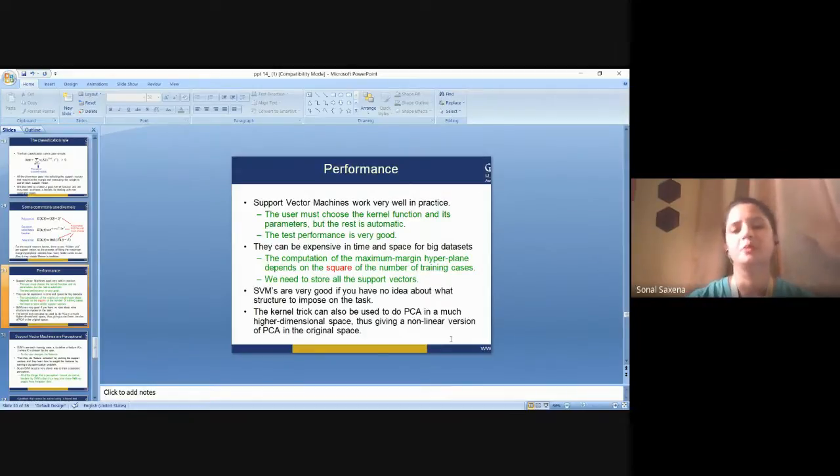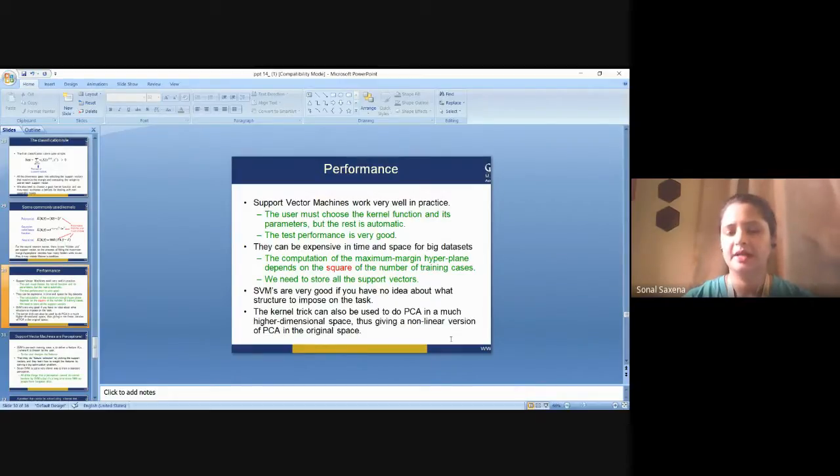Now, what is the performance? Support vector machines work very well in practice. The user must choose the kernel function and its parameters, but the rest is automatic. So the test performance comes out to be very good. They can be expensive in time and space for big data sets, because the computation of the maximum margin hyperplane depends on the square of the number of training cases, and we need to store all the support vectors.